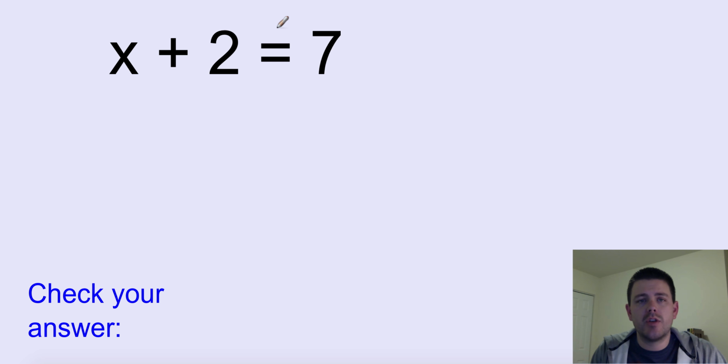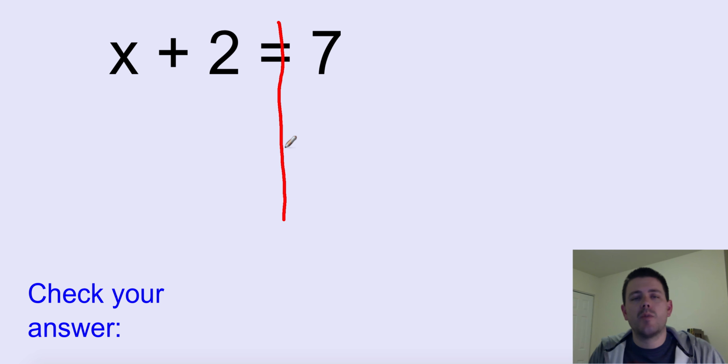So wherever you see your equal sign, draw a straight line down. Remember from class we talked about an equal sign basically saying each side of that problem has to be equal to each other. So x plus 2 has to be equal to 7. We want to figure out what do I put in place of x to make that true.